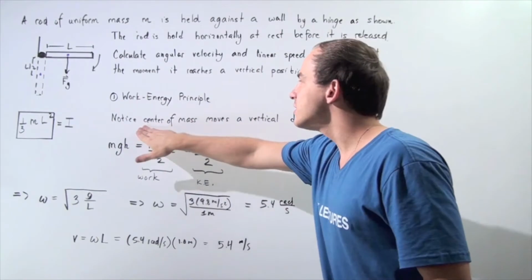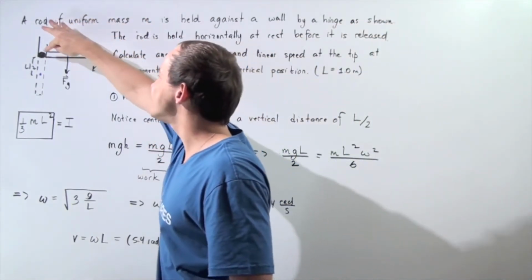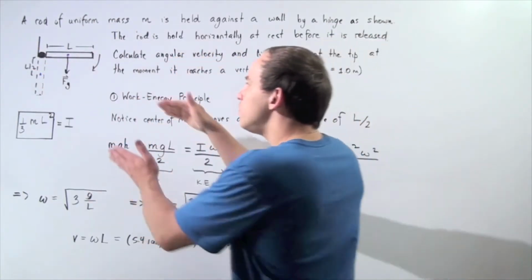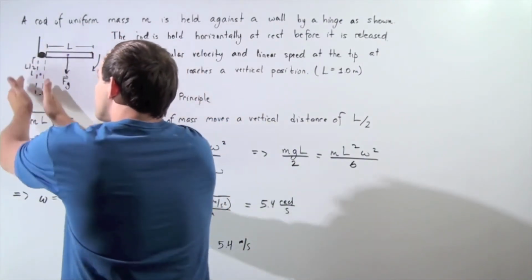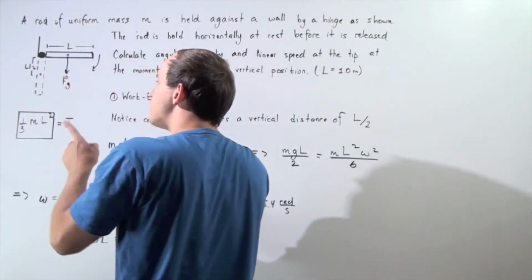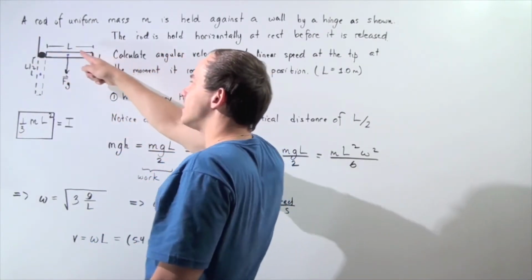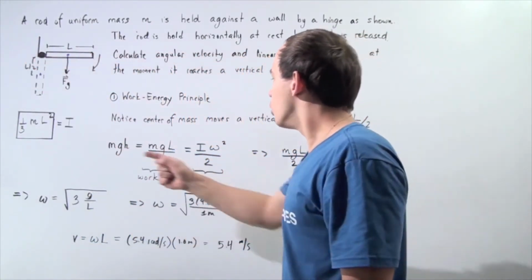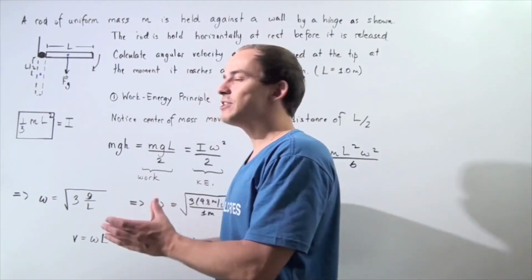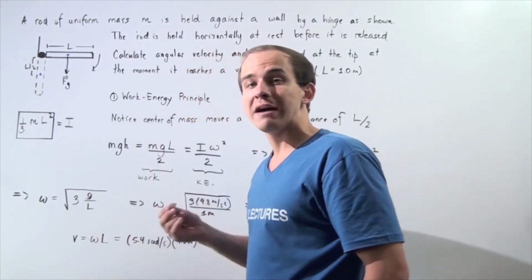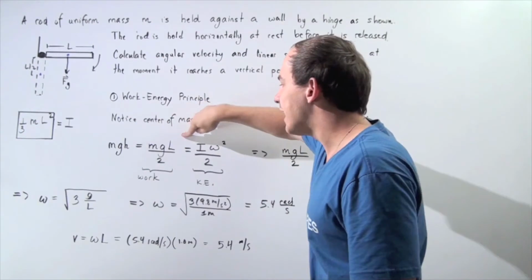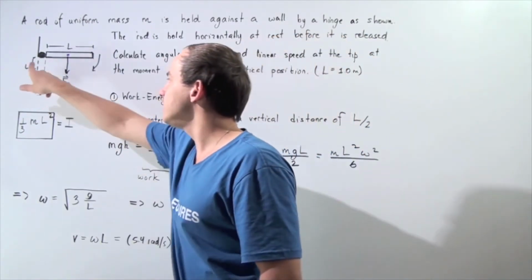So once again, notice the center of mass of the object, which is at the center of the object, moves a vertical distance of L divided by 2. Why? Well, because when the object moves to this vertical position, the distance that the center of mass moves is half of the entire length, L divided by 2. So that means we can use the following equation. mgh, the amount of gravitational potential energy our object lost when it traveled a vertical displacement of L divided by 2, is equal to mgL divided by 2, where h is simply L divided by 2.